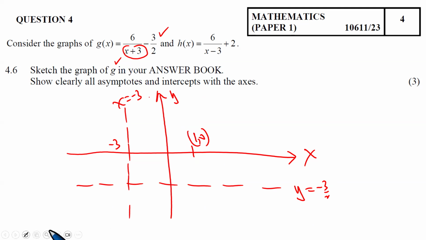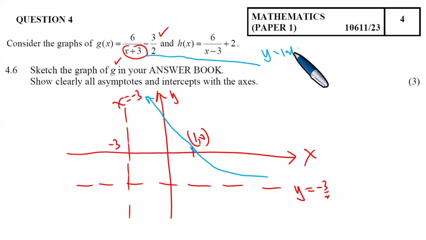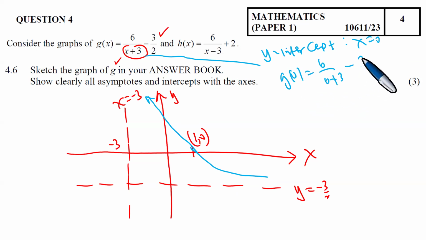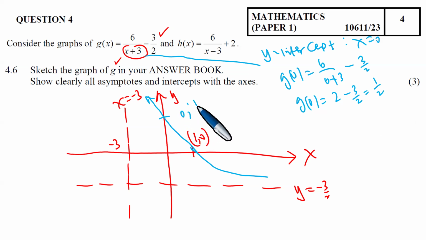Which means that this is the graph. So it's going to have its y-intercept. For G, the y-intercept is obtainable whenever x is 0. Which means that you have G of 0, which is 6 over 0 plus 3 minus 3 over 2. So G of 0 is 6 divided by 3, which is 2, minus 3 over 2. 3 over 2 is 1.5. From 2, you remove 1.5, you get a half. So whenever x is 0, y is 0.5.